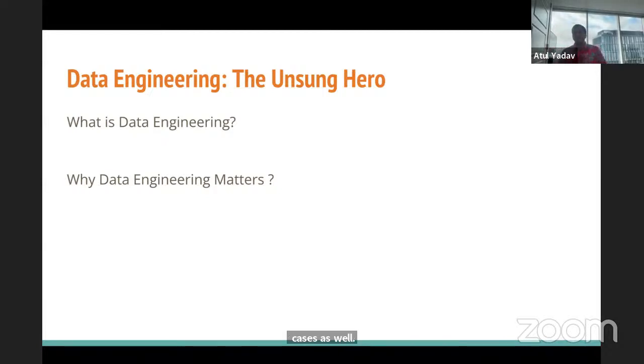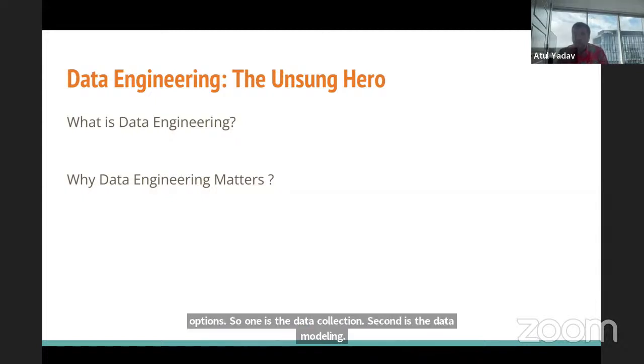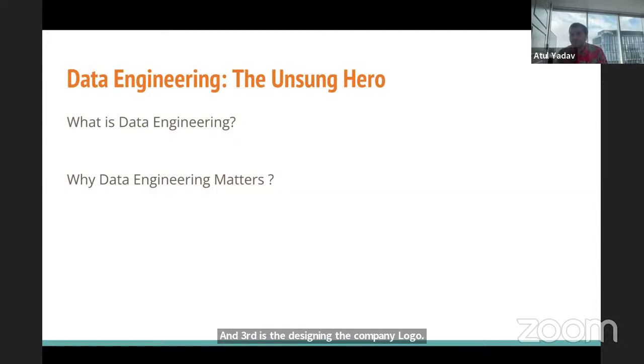So now one question to you guys. Okay, so you just tell me this thing, which is not the responsibility of data engineering? Okay, so three options. One is data collection, second is data modeling, and third is designing the company logo. So which is not the responsibility of data engineering? Oh wow, Sarthak, right. I think this was a simple one. Okay. Fine. Nice. So yeah, cool.